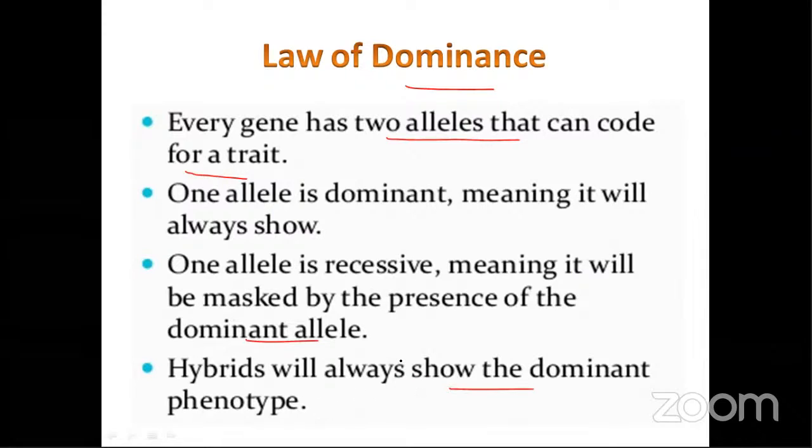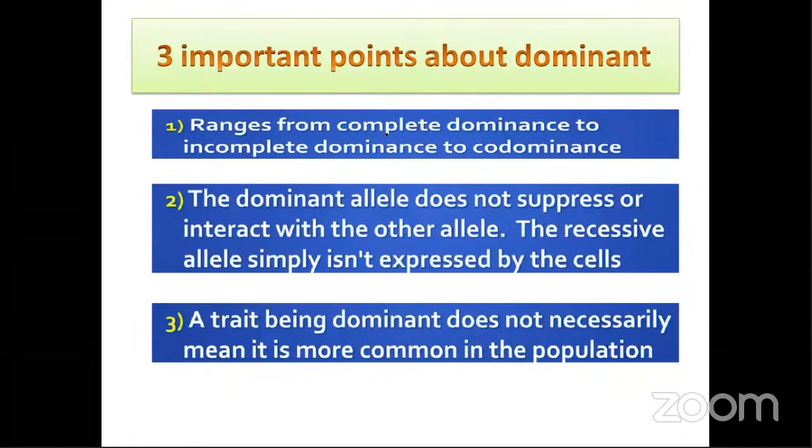Okay. Then the three important points regarding dominance: it ranges from complete dominance to incomplete dominance or codominance. It means dominance can be anything. We cannot always say that dominance will be complete dominance only. So the range of expression of dominance may vary based on the particular gene.